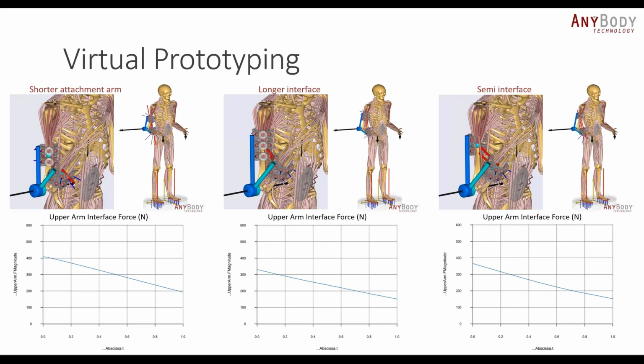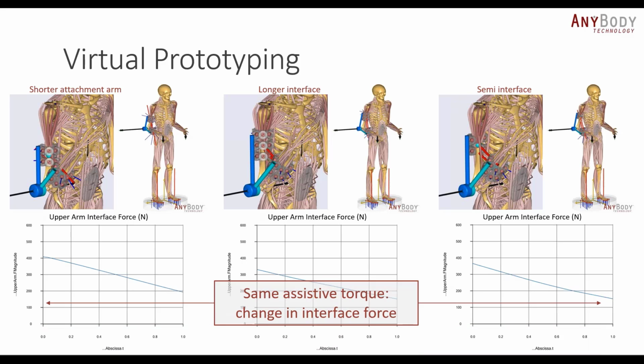But this means that changing the attachment point or the interface can show some changes in the interface force, where you can see that the shorter attachment arm results in much higher interface force, the longer interface results in lower interface force, and the semi interface is somewhere in between. So this can allow you to optimize the shape of the interface or the attachment point based on some of these values.